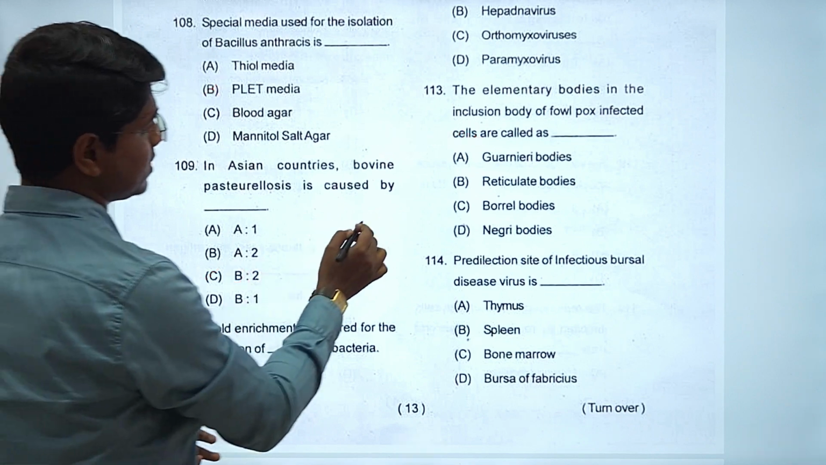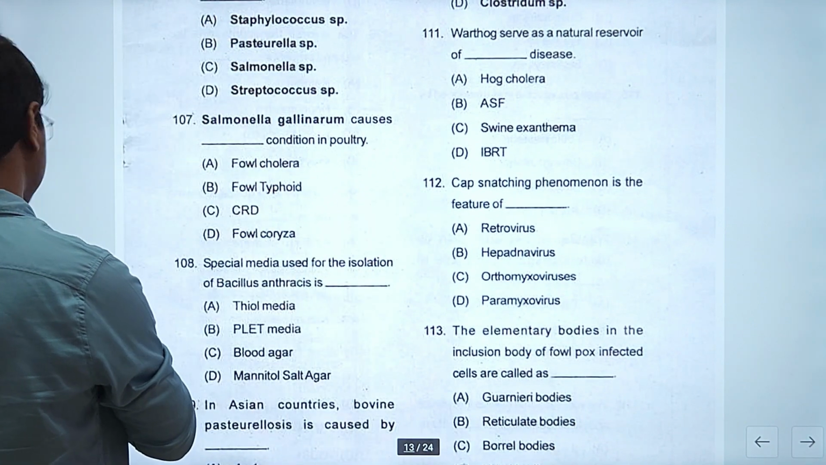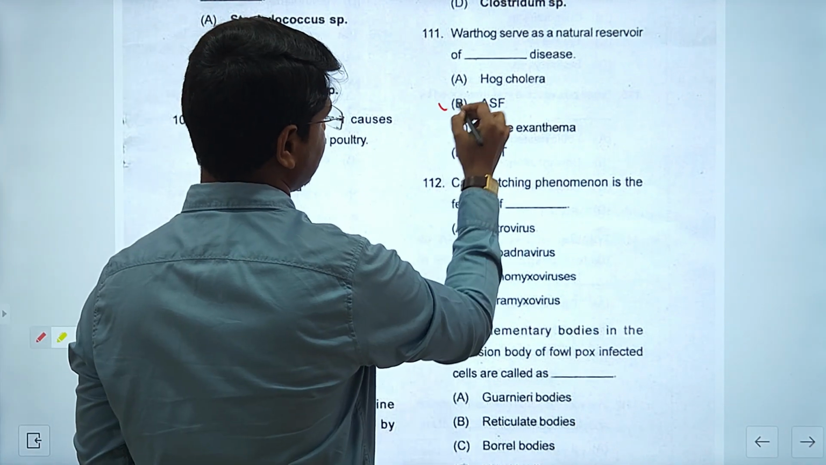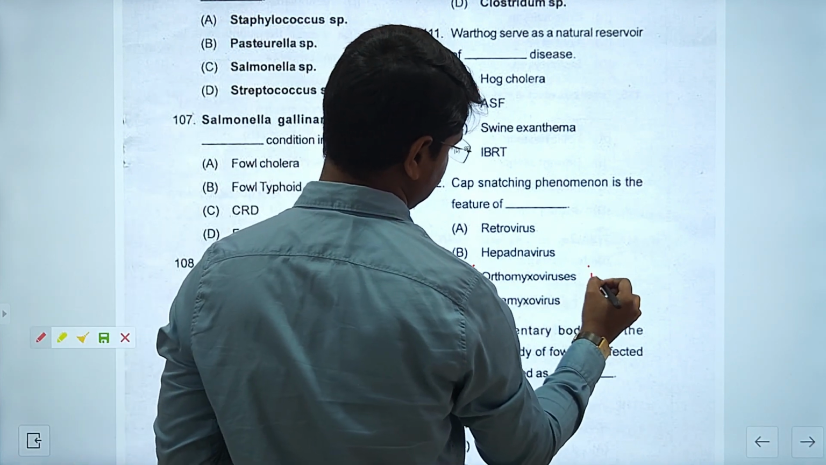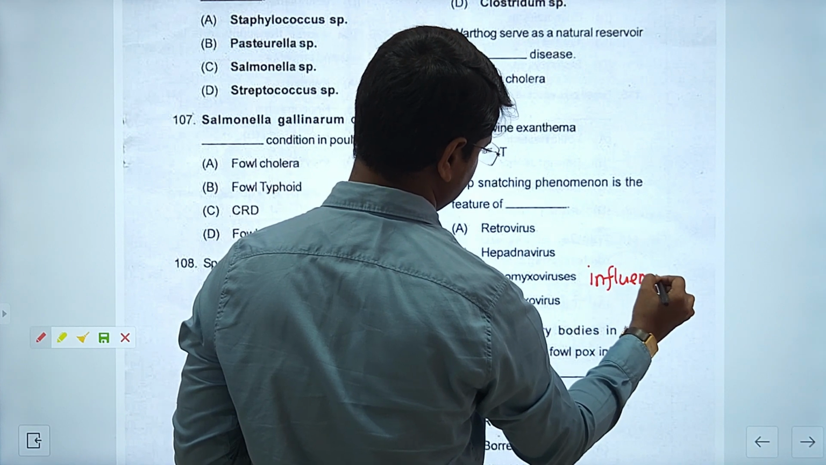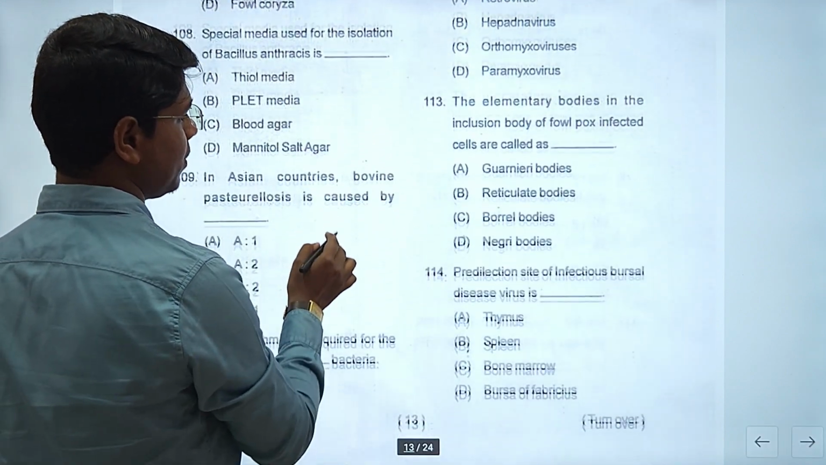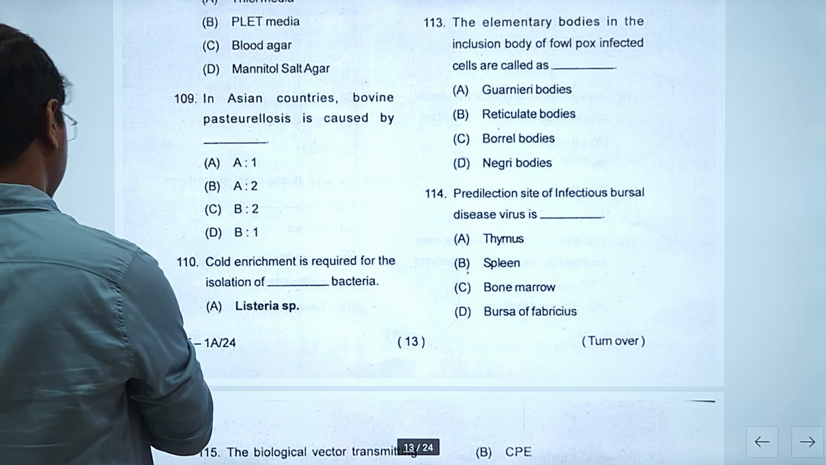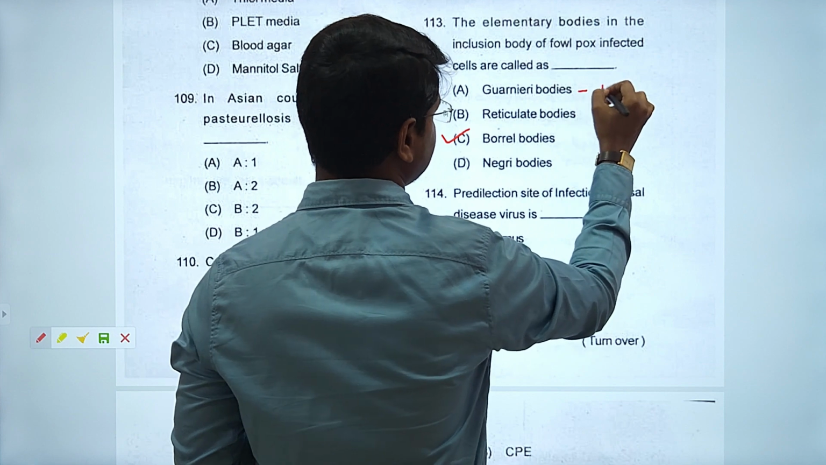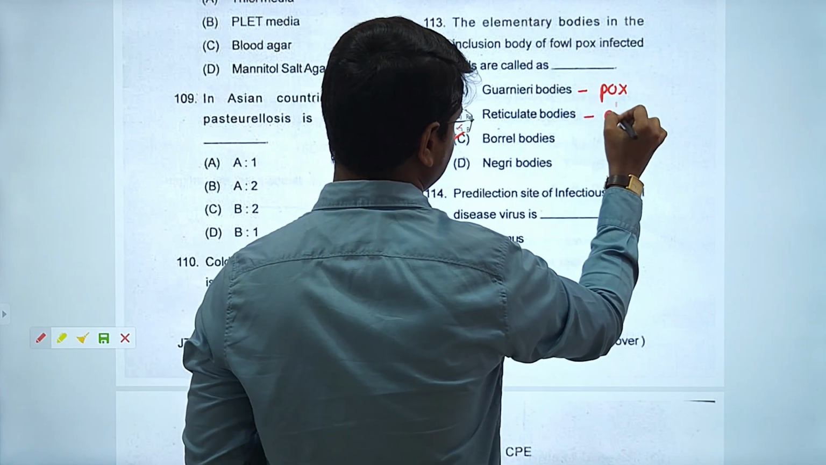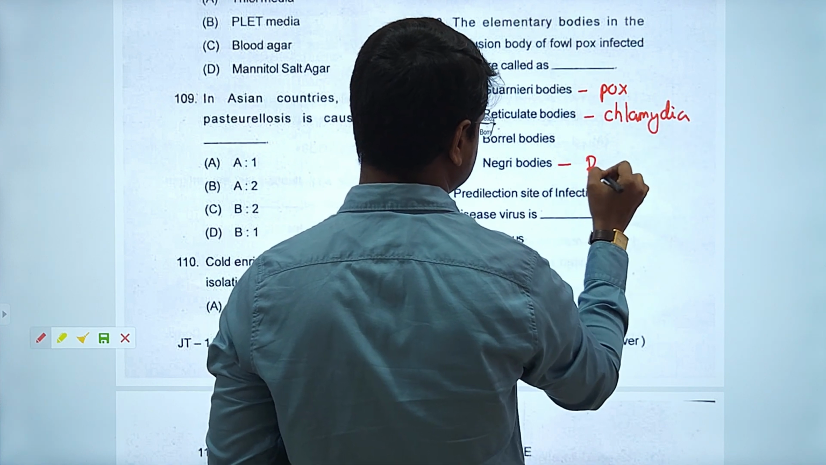These are very direct questions. Okay, like rote questions. Warthog serves as natural reservoir of ASF, African swine fever. Calf snatching phenomenon is a feature of influenza, orthomyxovirus. Influenza virus, most common example. The elementary bodies in the inclusion body of fowlpox infection are called Borrel bodies. Borrel bodies. Okay, Guarnieri bodies you will find in pox virus. Pox. Reticulate bodies are associated with chlamydia. Negri bodies, you know this one, very common, rabies.